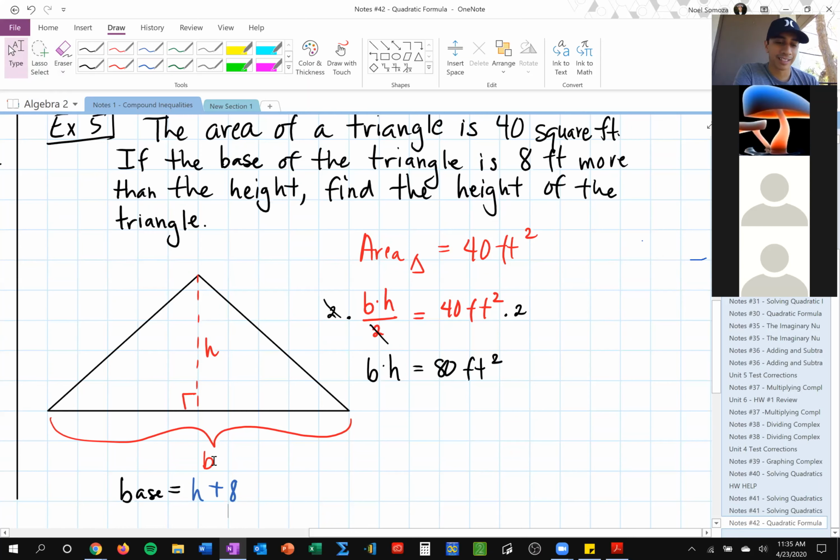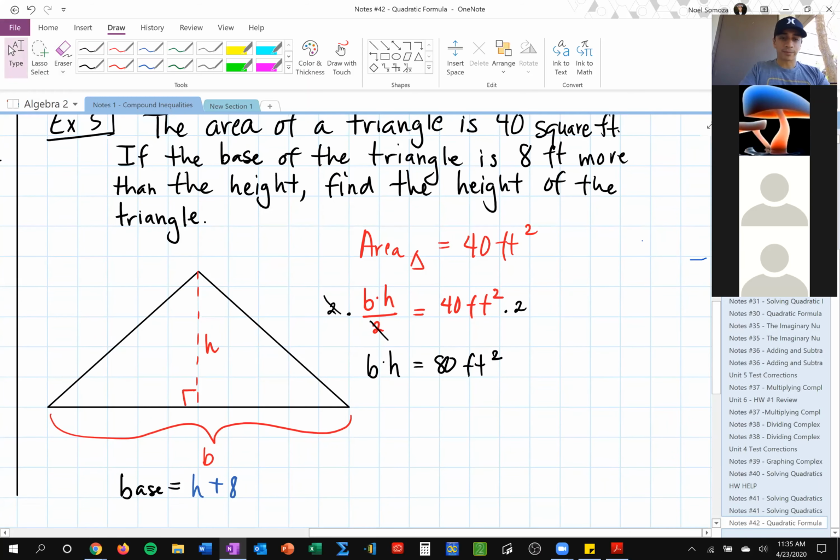All right, so let me just repeat that one more time. I want to get everything into the same variable. I want everything to be in terms of h, because that's what I'm looking to find. They're asking me to find the height of the triangle. So I don't want to have 2 different variables. I don't want b and h. I just want h. So now, if I take my base, I can convert that.